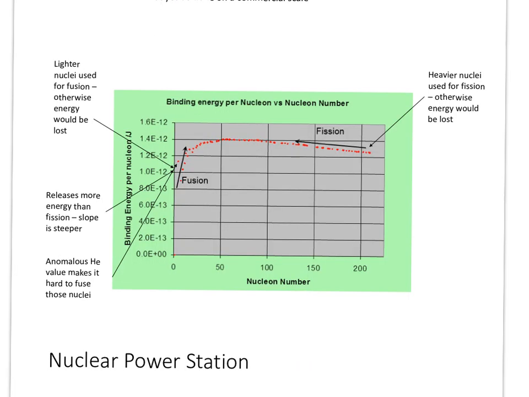This is a repeat of the binding energy per nucleon graph, but it's showing that the heavy nuclei need fission because the binding energy needs to increase. So the heavy nuclei have to be used for fission, and the lighter nuclei have to be used for fusion. And again, the slope is much steeper, so fusion releases more energy.